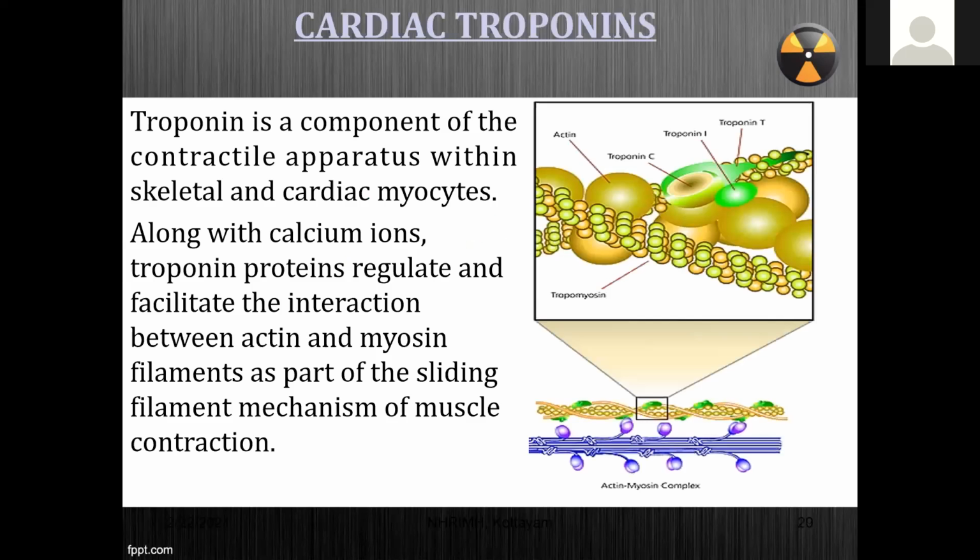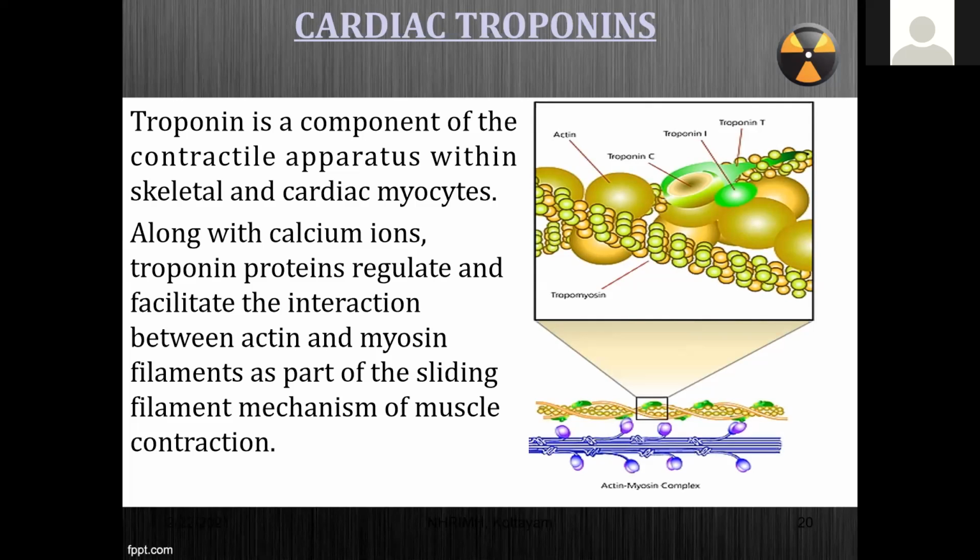So what is troponin? Troponin is present in the contractile apparatus within the cardiac muscles. It facilitates the interaction between actin and myosin filaments as a part of the sliding filament mechanism of muscle contraction. The muscle has to contract. So for this, the I band, Z band, all these things should come closer to each other, so that there will be contraction of the muscle. For facilitation of this contraction, there should be some actin-myosin interaction.